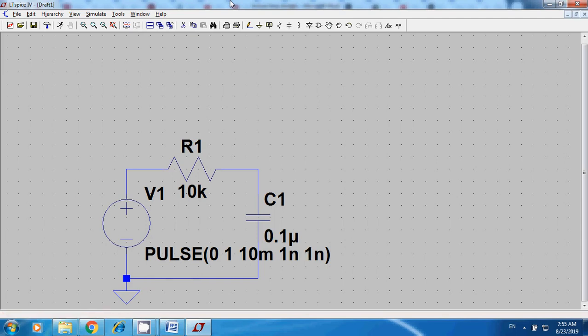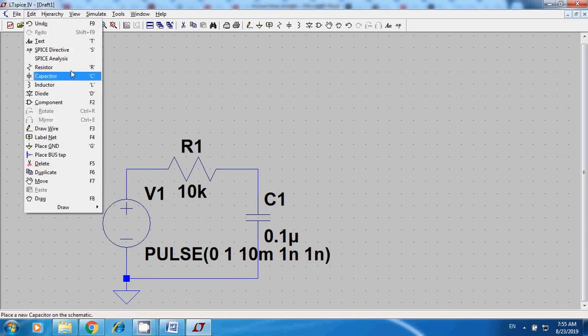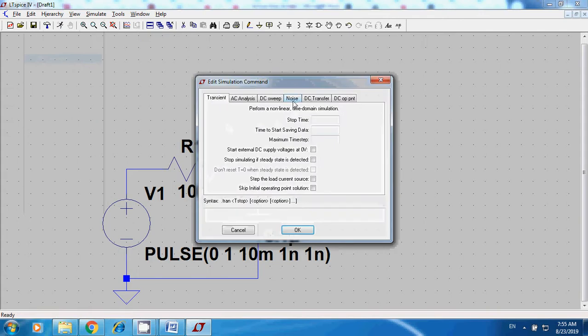Now the next one, you go to setup, because you want to see the plot of the voltage drop across the capacitor, the voltage drop across the resistor, and also the current flowing through the circuit. So you go to edit, and you go to PSpice analysis, and you want to work in the time domain, right? So you go to the transient. Let's take a look at your stop time.